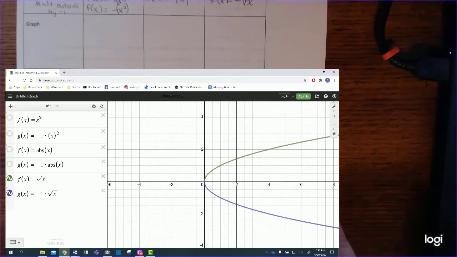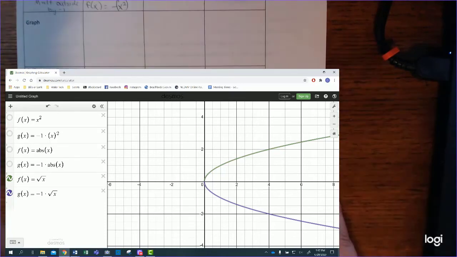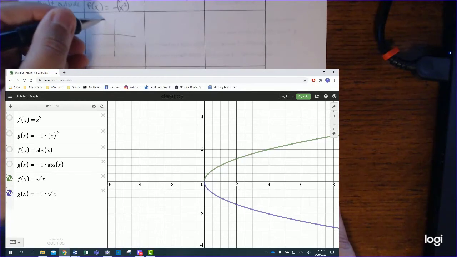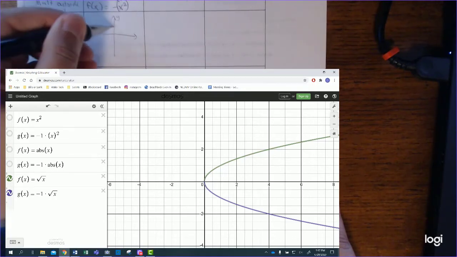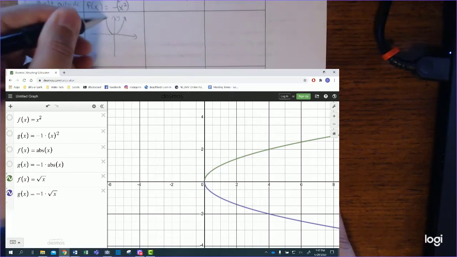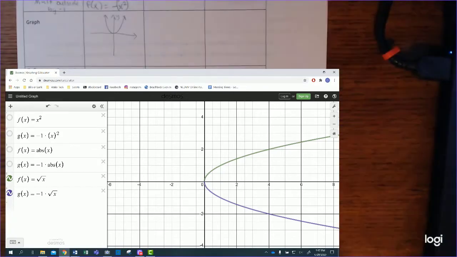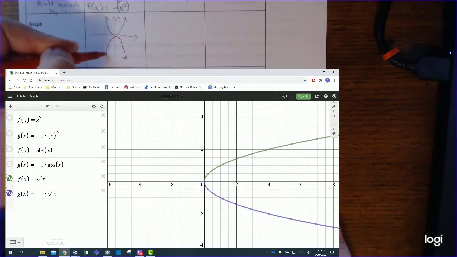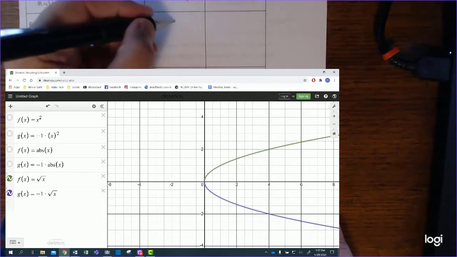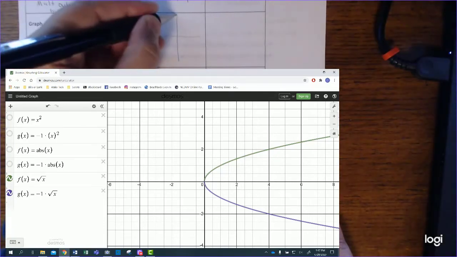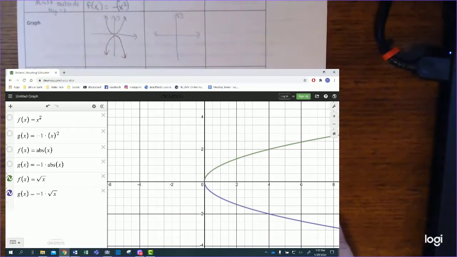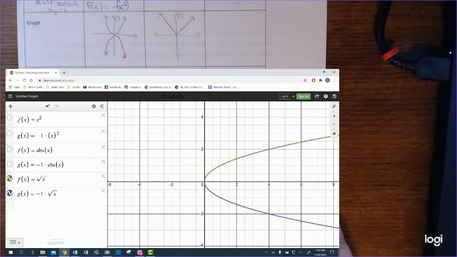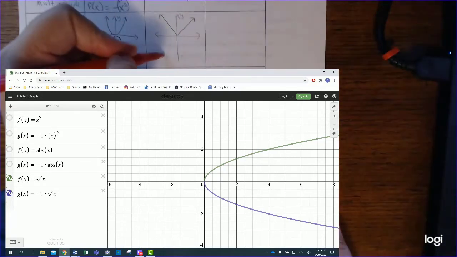Okay, so I'll sketch the graph just so you can see. Y equals x squared looks like that, with a vertex at 0, 0, and if you reflect it over the x-axis, it looks like that. And absolute value of x, it's good to do this so it helps you memorize. Absolute value of x looks like a V, and when you reflect it over the x-axis, it looks like that.